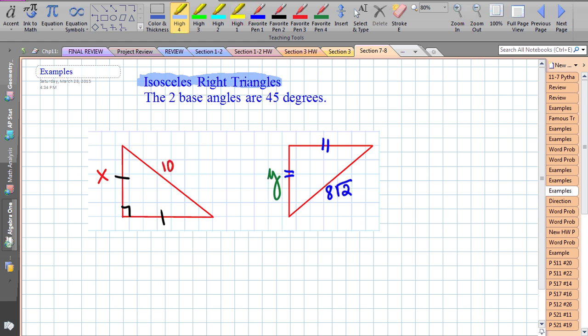Isosceles right triangles are a very specific type of right triangle where what? Isosceles is referring to these legs. The legs are exactly the same. And so in this picture in here, the legs are exactly the same.